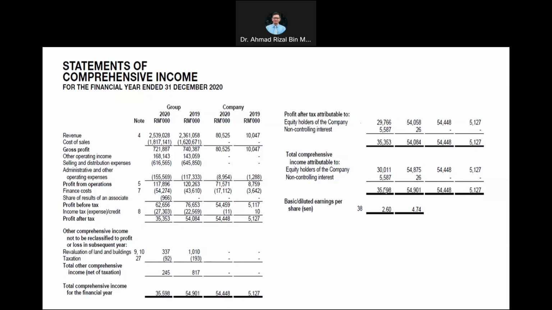The earnings per share is the net income divided by the number of shares outstanding for the company in that particular year, and it is in cent. 2.6 here refers to 2.6 cent per share, right? Later on in the next topic, I will explain to you the difference between basic earnings per share versus diluted earnings per share.